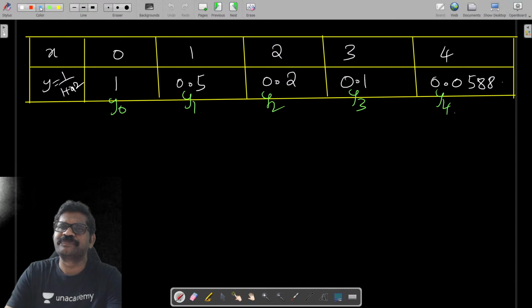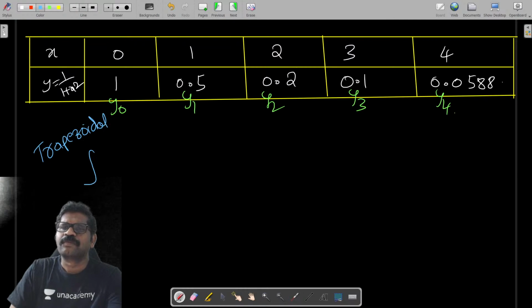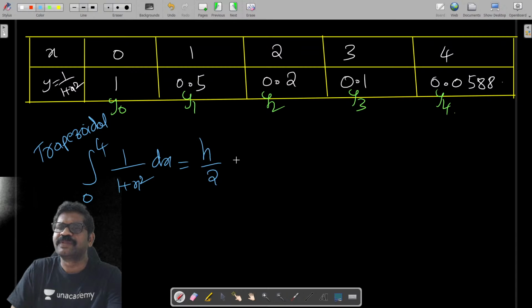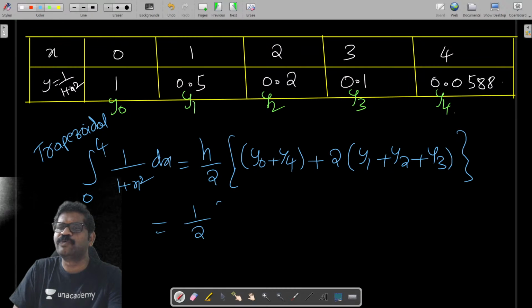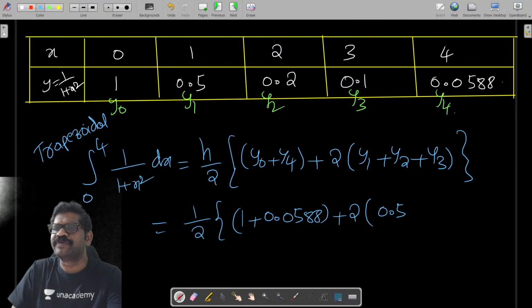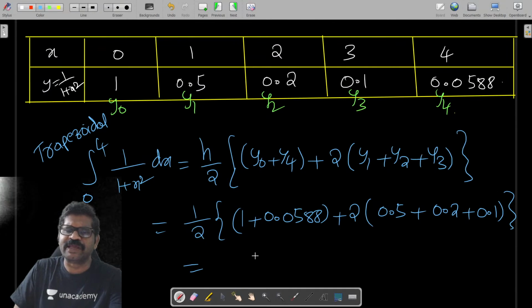First, trapezoidal. Integral 0 to 4, 1 by 1 plus x square dx is h by 2 of y0 plus y4 plus 2 into y1 plus y2 plus y3, h value 1 by 2 of y0 1, y4 0.0588 plus 2 into y1 0.5, y2 0.2, y3 0.1. By simplifying this, we get 1.3294.